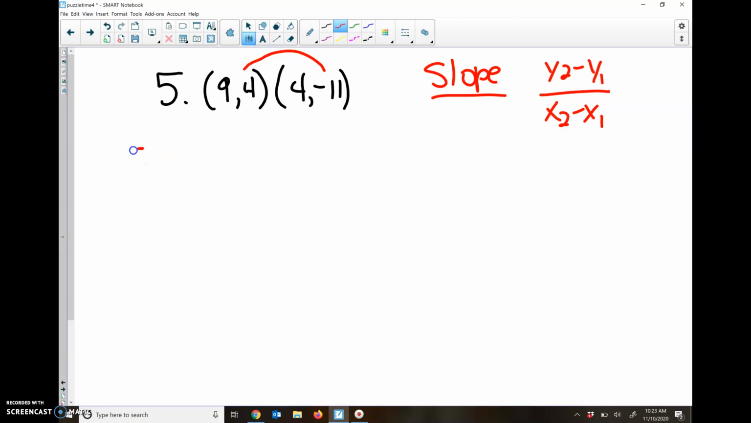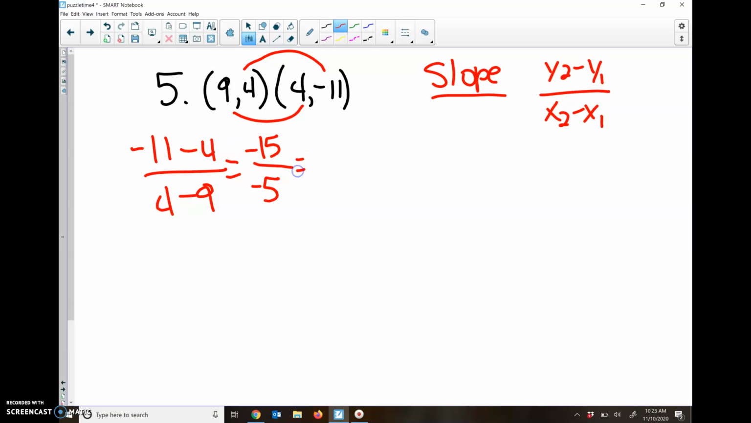So if I look at this, I get negative 11 minus 4. And then our x's, I have 4 minus 9. So negative 11 minus 4 is negative 15. 4 minus 9 is negative 5. So I end up with negative 15 over 5, which is the same as 3. So our slope is 3. Okay, and now we need to do point slope.